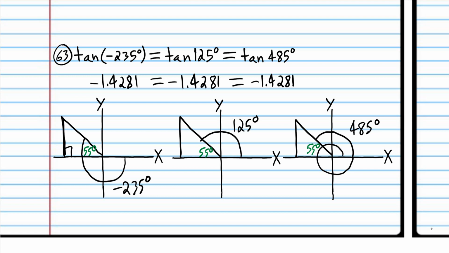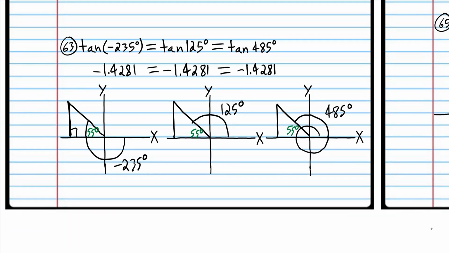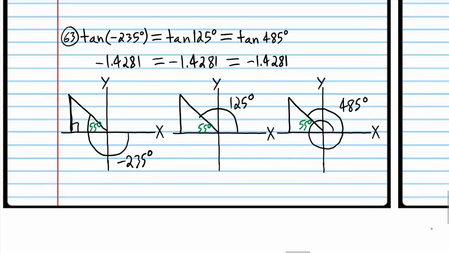So because the triangle is in the same quadrant and it has the same reference angle, the value of tangent is going to be the same in all of these examples. Now, why is it negative? It's negative because tangent of the reference angle is the side opposite, which is above the x-axis, divided by the adjacent side, which is to the left of the y-axis. So this side is negative and this side is positive. When you divide them, you get a negative number.